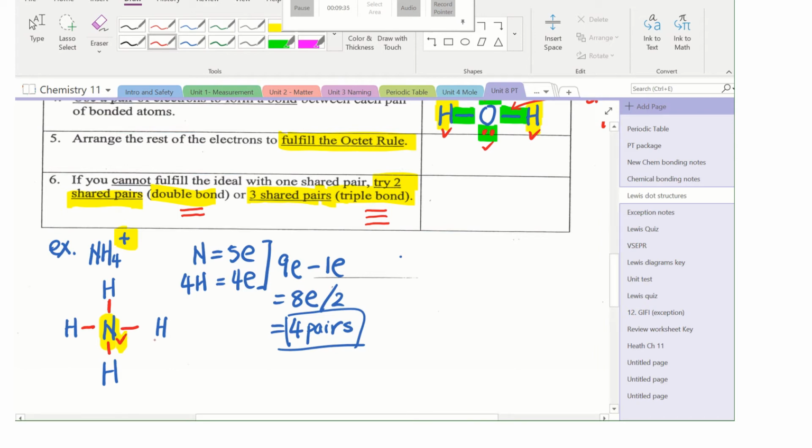And then all the hydrogen, they are happy as well because they only need 1 shared pair. Okay, so they're all happy. So we use all the pairs. It fulfills the octet rule.